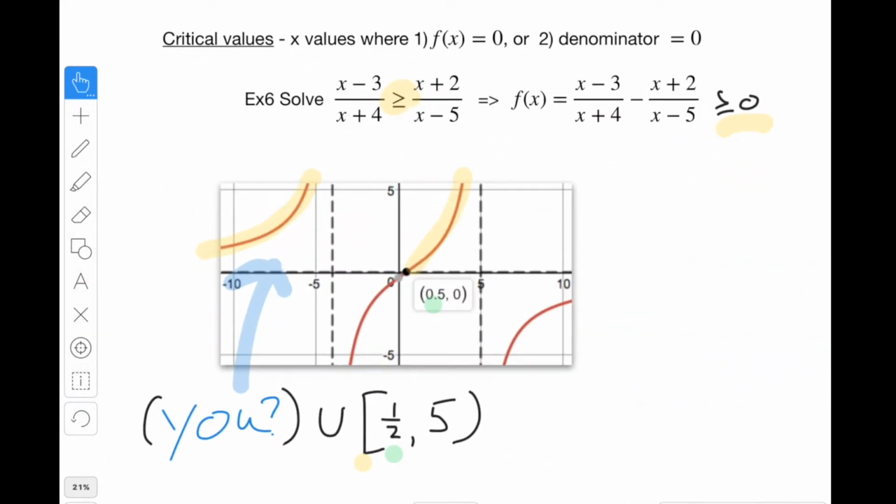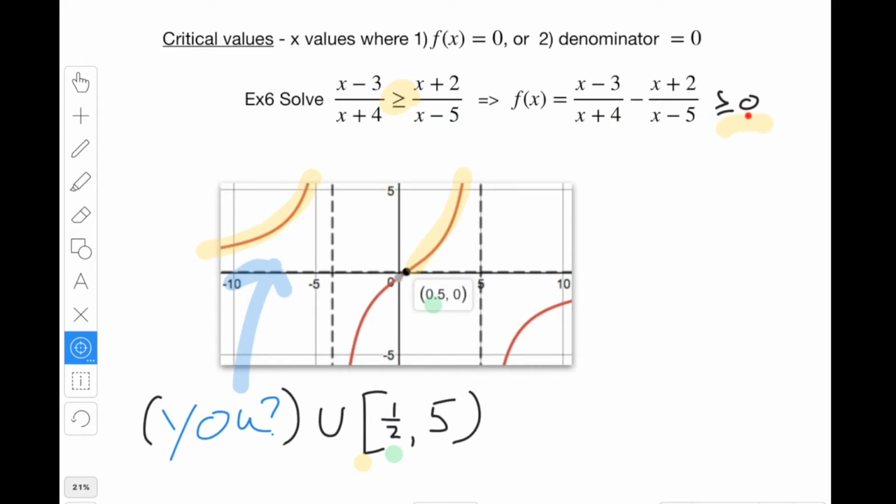Let's do that again. So we've got this crazy inequality. And if you bring this term over, then it becomes this inequality. And here's the related function. You can graph the related function. And just using Desmos, you can see that it comes into 1, 2, 3, 4 different intervals. The critical values are -4, you can see that right here, and +5, and also 1/2. 1/2 is where the function itself is equal to 0.